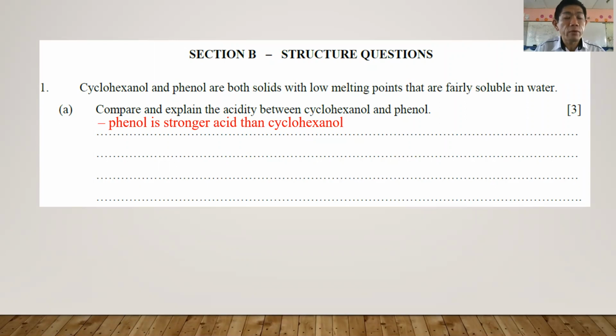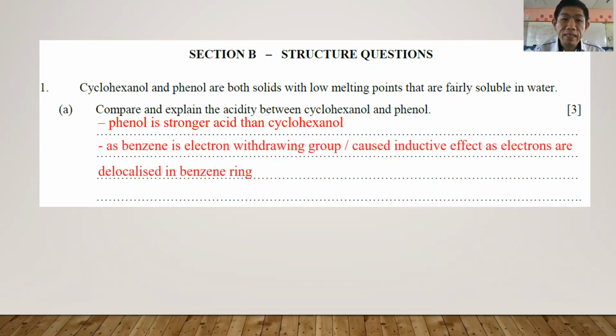So the points that you have to make in order to explain why the phenol is a stronger acid than cyclohexanol is because either you mention that the benzene is an electron withdrawing group, or you say it causes an inductive effect as electrons are delocalized in the benzene ring, hence stabilizing the phenoxide ions. So these are the reasons why phenol is a stronger acid compared to cyclohexanol. So you must be able to make all these points in here.